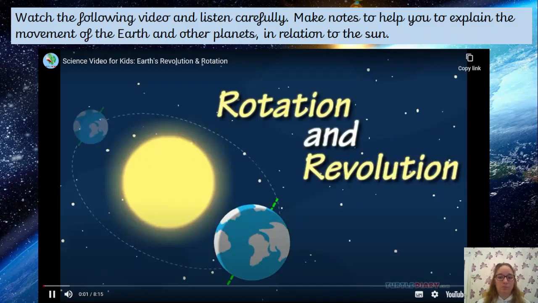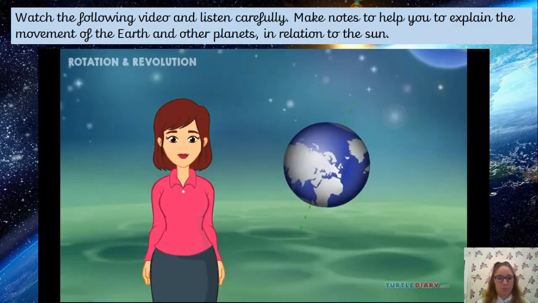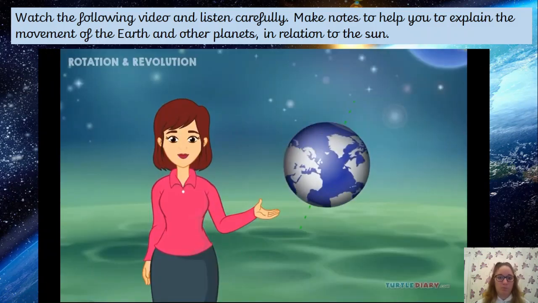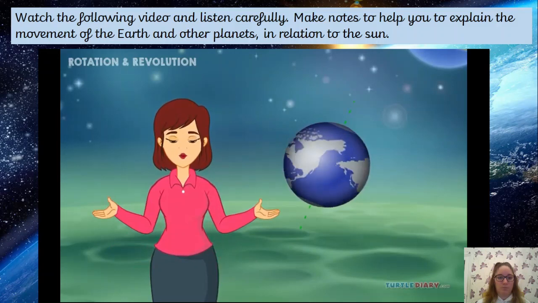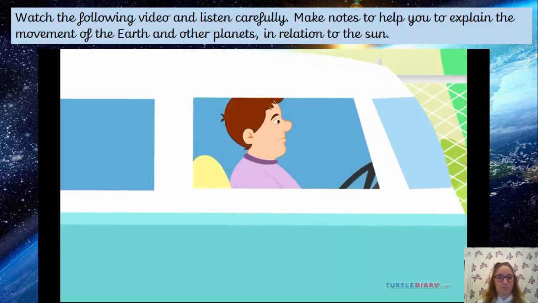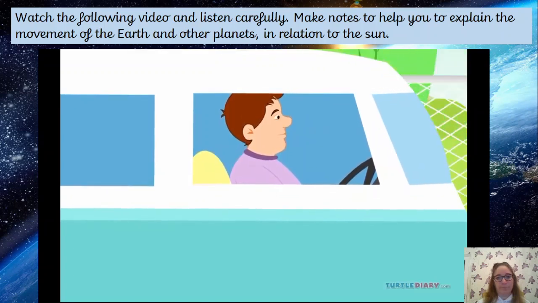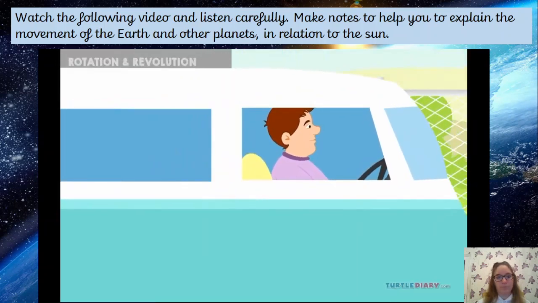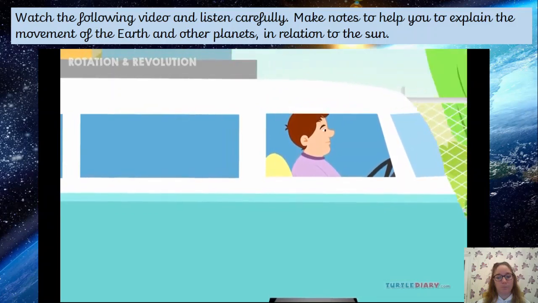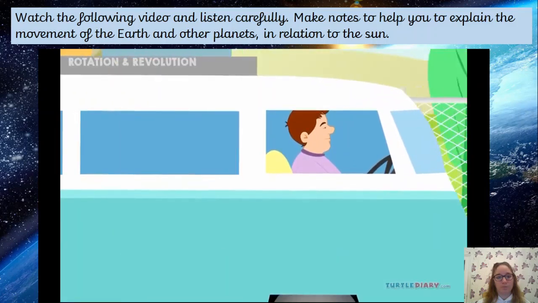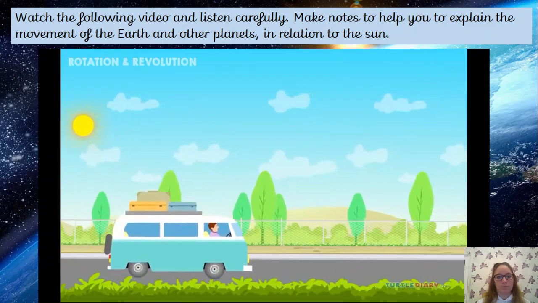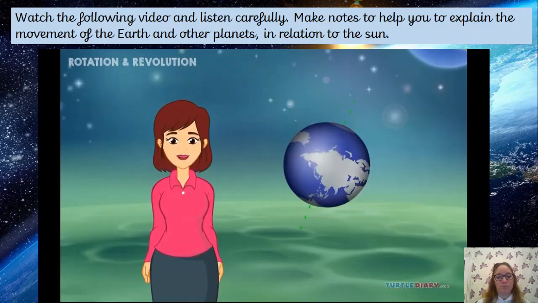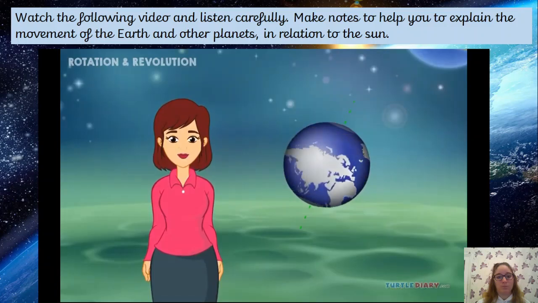Rotation and revolution. Did you know that the Earth is always in motion? We don't see or feel it moving. That's because everything on Earth is moving with us. Think of riding in a car down a highway. Pretend you're sitting very still. You don't feel like you're moving, but you're moving at 50 miles per hour down the highway. Traveling on the Earth is like that.